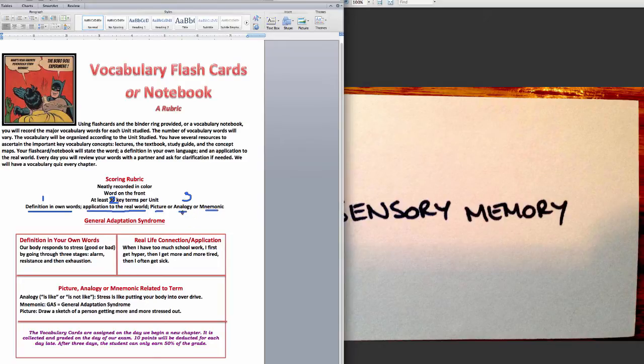I'm going to give you an example of an analogy and a mnemonic because it's a little bit harder to explain, and you can come up with a picture on your own if you think that's going to help you. So this is just an example of what the back of the card would look like right here.